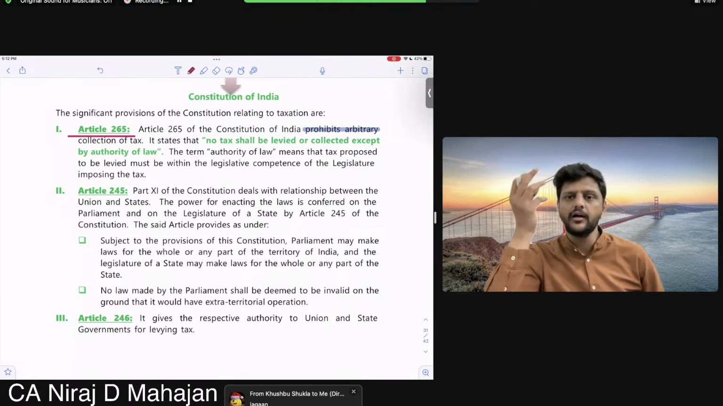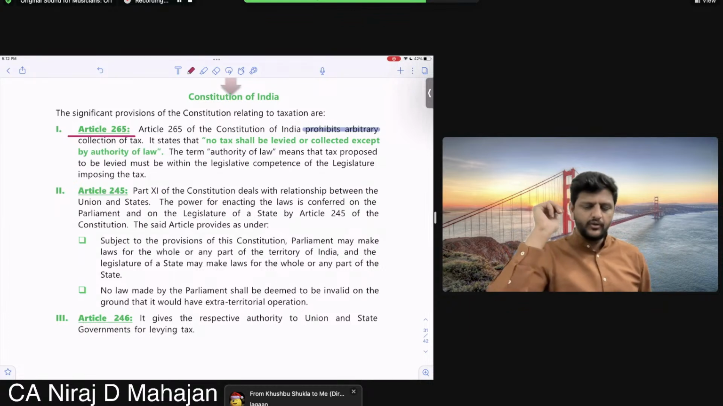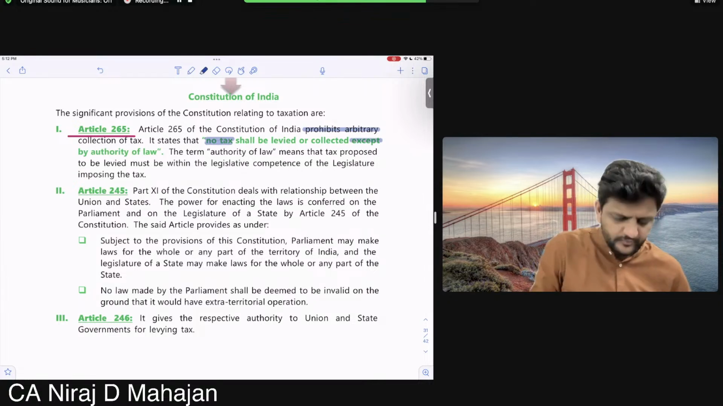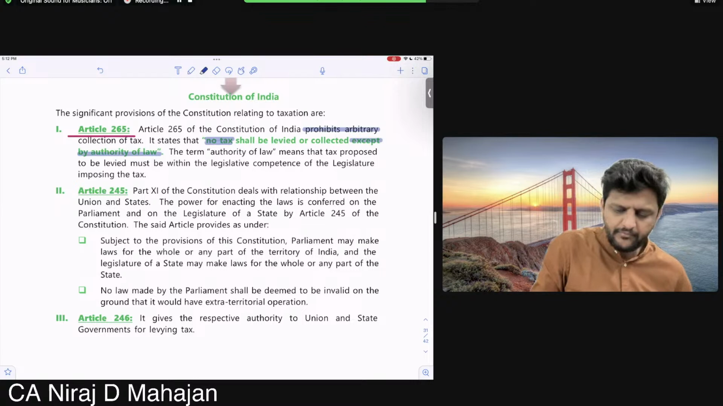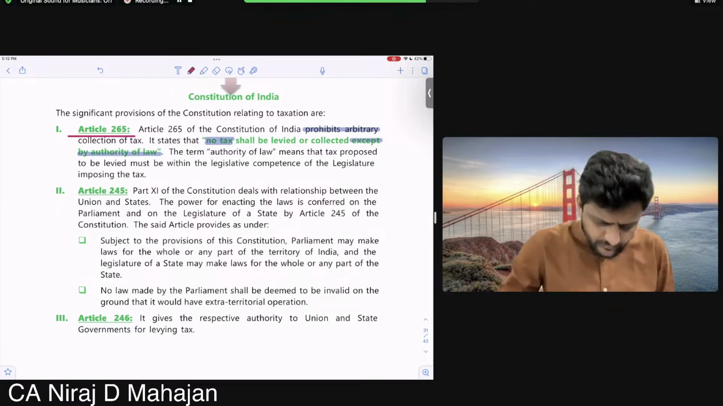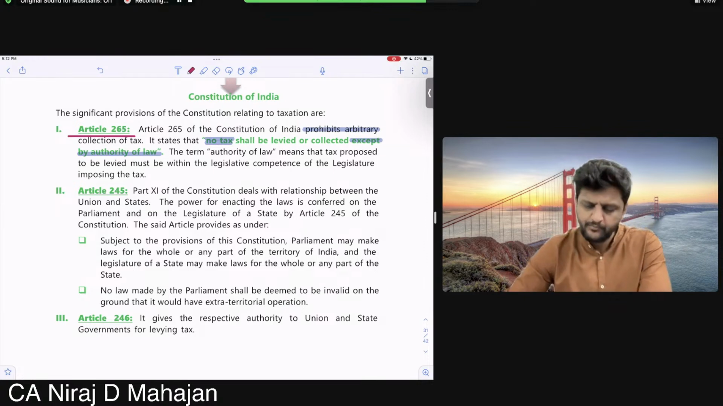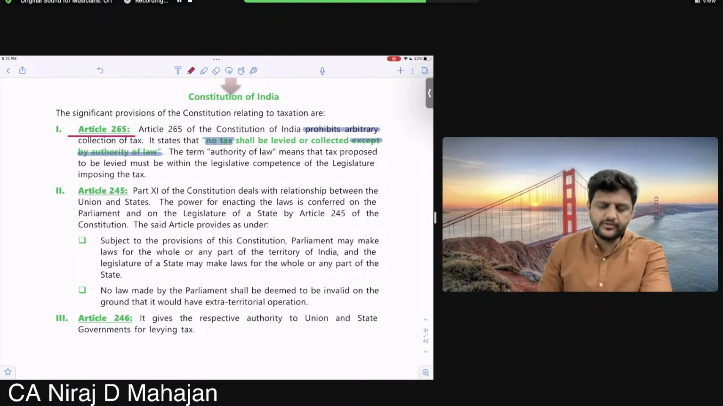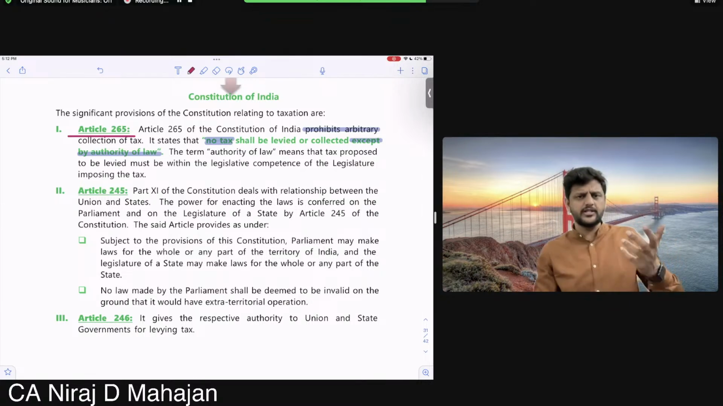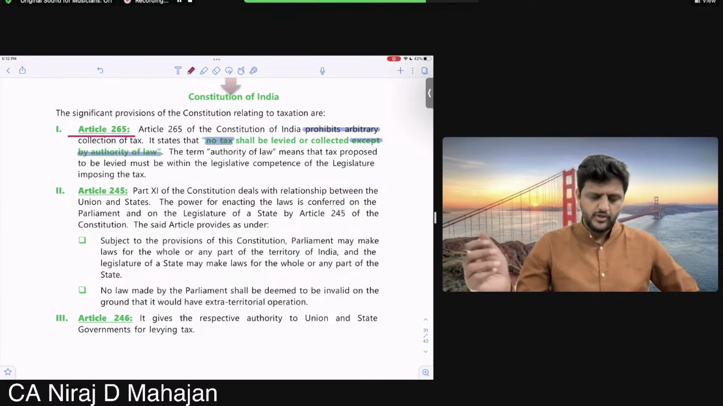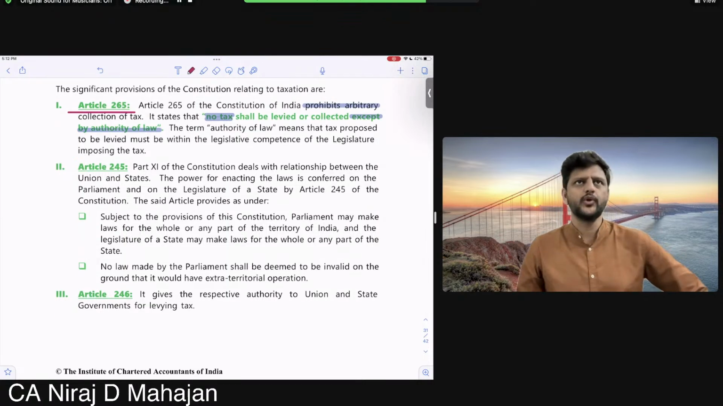It states that no tax shall be levied or collected except by authority of law. The term authority of law means that the tax proposed to be levied must be within the legislative competence of the legislature imposing the tax. It should be within the power of the legislature. It should be approved by the legislature. So Article 265 means no tax without authority.